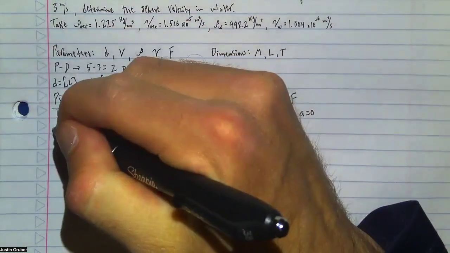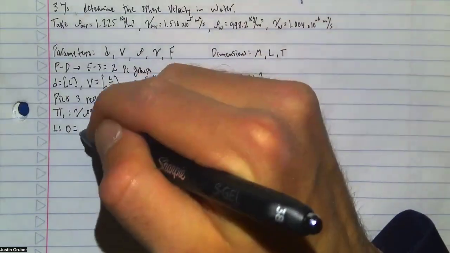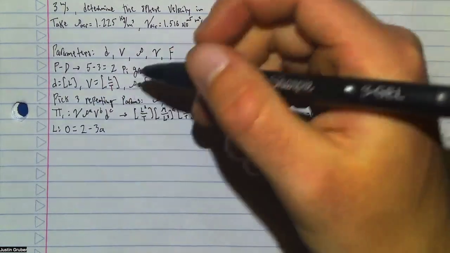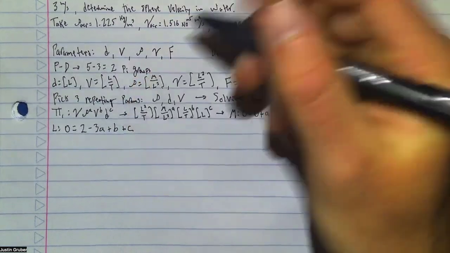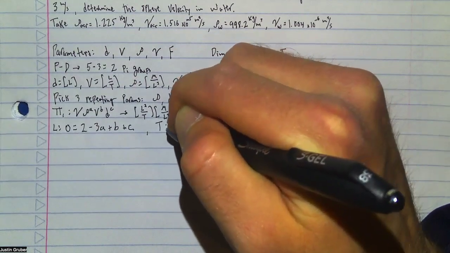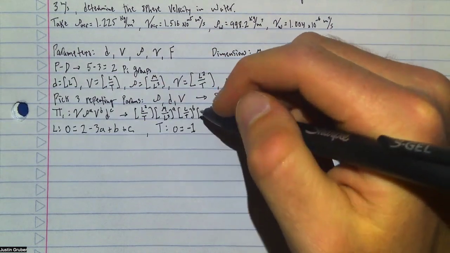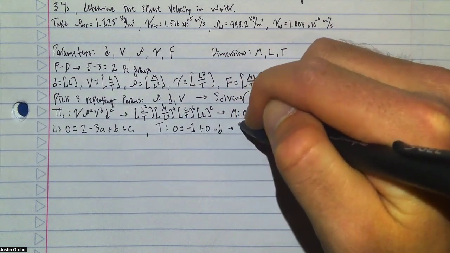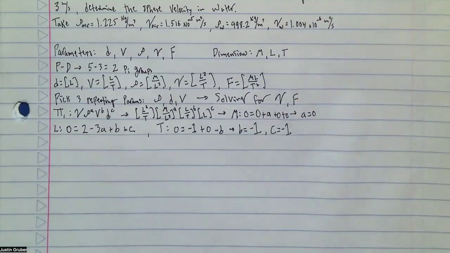Now let's look at the L's. Again, we have zero. We're going to make all those exponents equal zero. So L's, we have 2, and then minus 3A, which is actually just 0, plus B, plus C, right? And we've got that system. And then let's look at the T's. We have 0 equals -1, plus 0 minus B, right? So we get B equals -1. Ultimately, C also equals -1 if you go and solve that out.